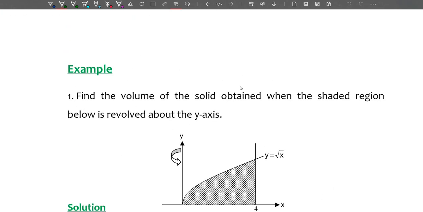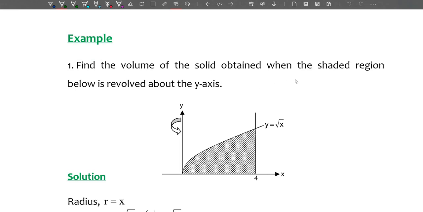Let's look at an example of calculation. Find the volume of the solid obtained when the shaded region below is revolved about the y-axis. From the axis of rotation, drag it to the shaded region, let's say to here, this will be your radius r. To the starting tip of the shaded region, and from one end of the shaded region to the other end of the shaded region, this will be your height.